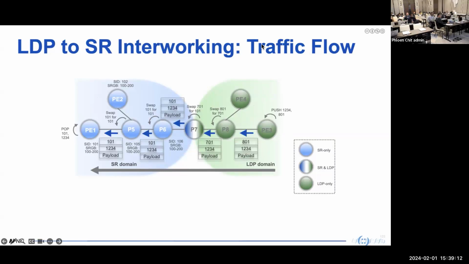And then P7 will swap 701 to 101. 701 is the LDP label that it assigns for this destination. And 101 is the SID that is advertised by PE1.